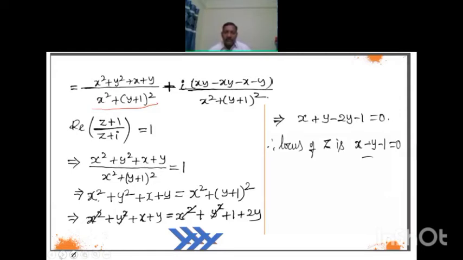So whenever a question is given, we need to identify what is to be done. Here, the real part is asked. For the given expression, we have to find the real part. That means the given number should be written in the form of x plus iy, so that we can easily identify the real part.